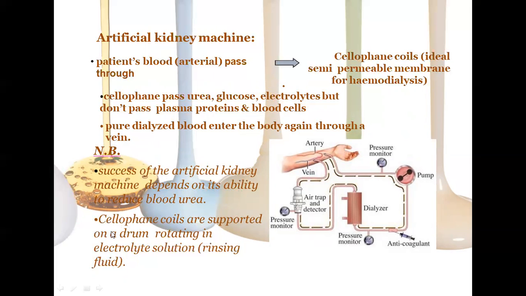Cellophane coils are supported on a drum rotating in electrolyte solution, the rinsing fluid. Here is the dialyzer, air trap and detector. Pressure is monitored here. This is a pump. Anticoagulant is incorporated here so that the blood doesn't coagulate. This is a pressure monitor. After dialysis, the blood goes through the vein again.